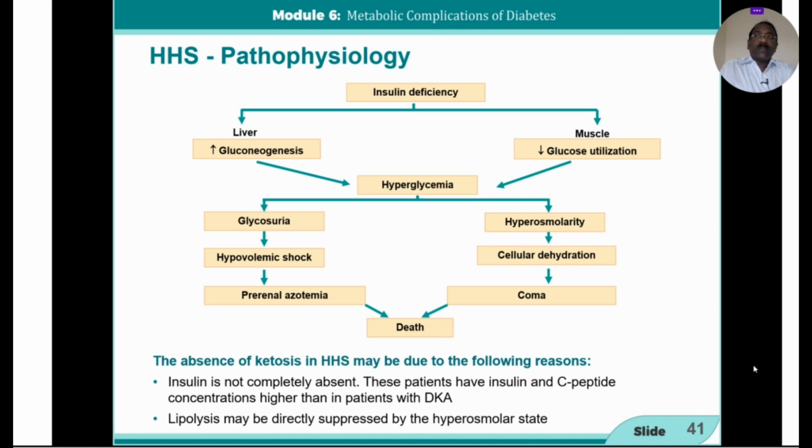Insulin is not completely absent. These patients have insulin and C-peptide concentrations higher than in patients with DKA. So some amount of insulin is present in HSS to protect them from acidosis. Lipolysis may also be directly suppressed by the hyperosmolar state.